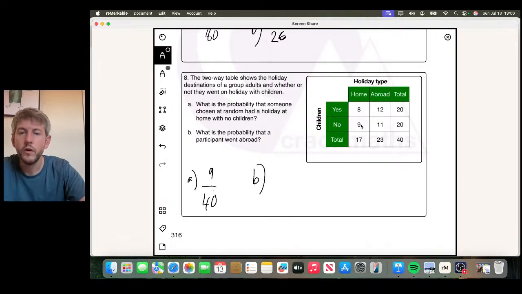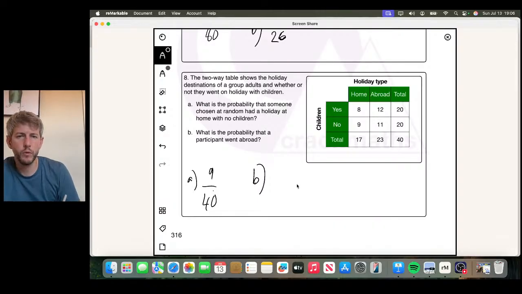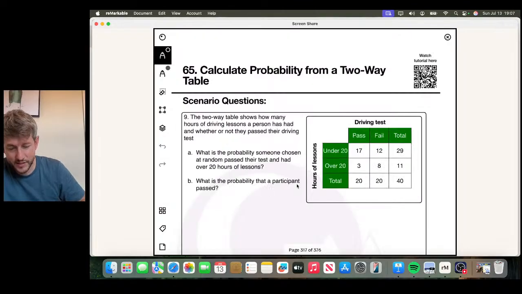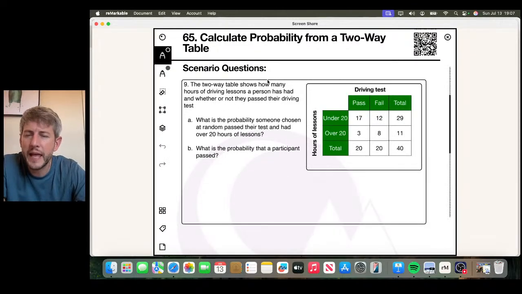And then B, what is the probability that a participant went abroad? Well, 23 out of 40. Okay, let's just do question 9, and then that's that section done. The two-way table shows how many hours of driving lessons a person has had and whether or not they passed their driving test. What is the probability someone chosen at random passed their test and had over 20 hours of lessons?